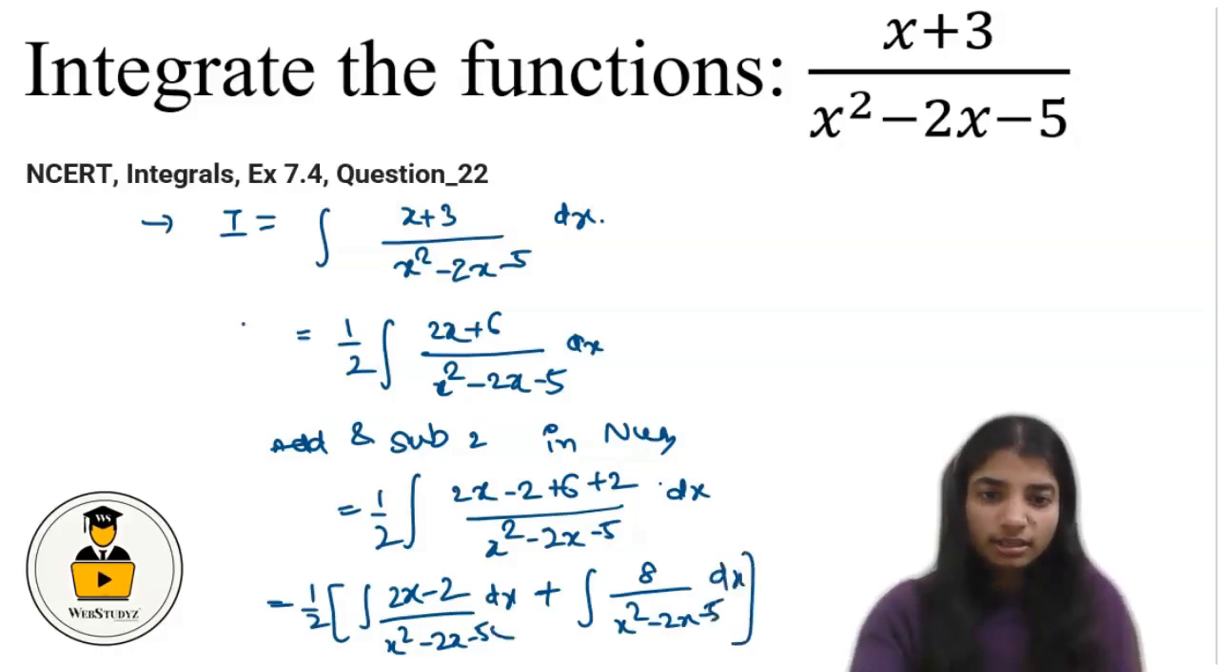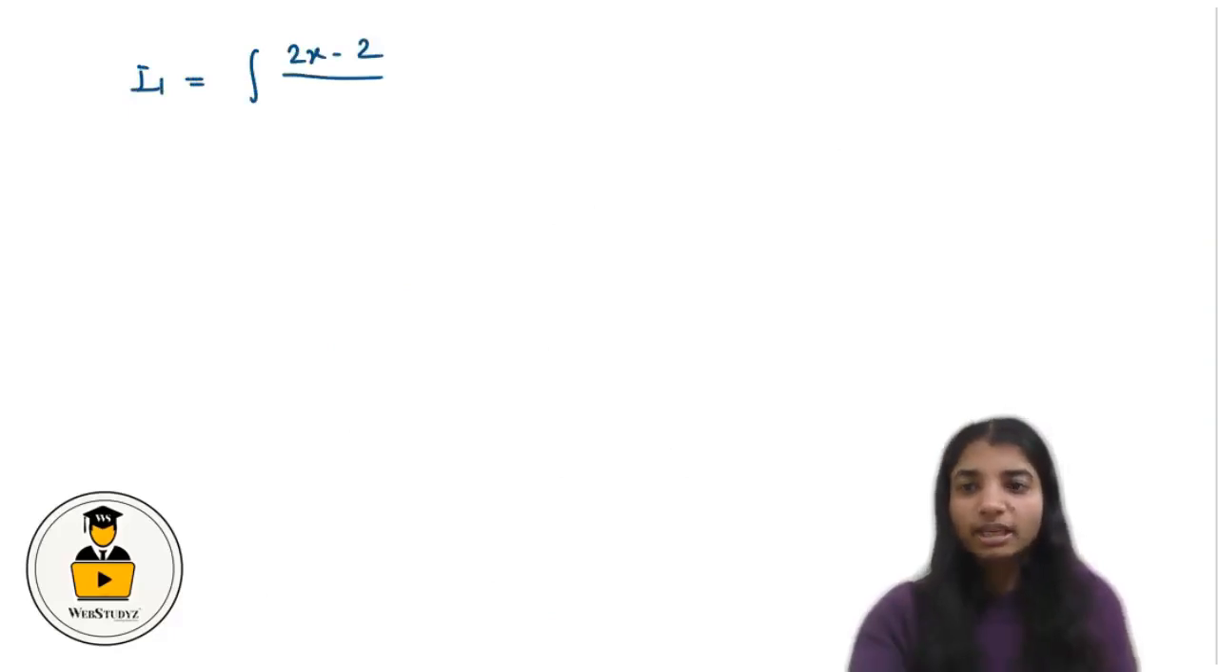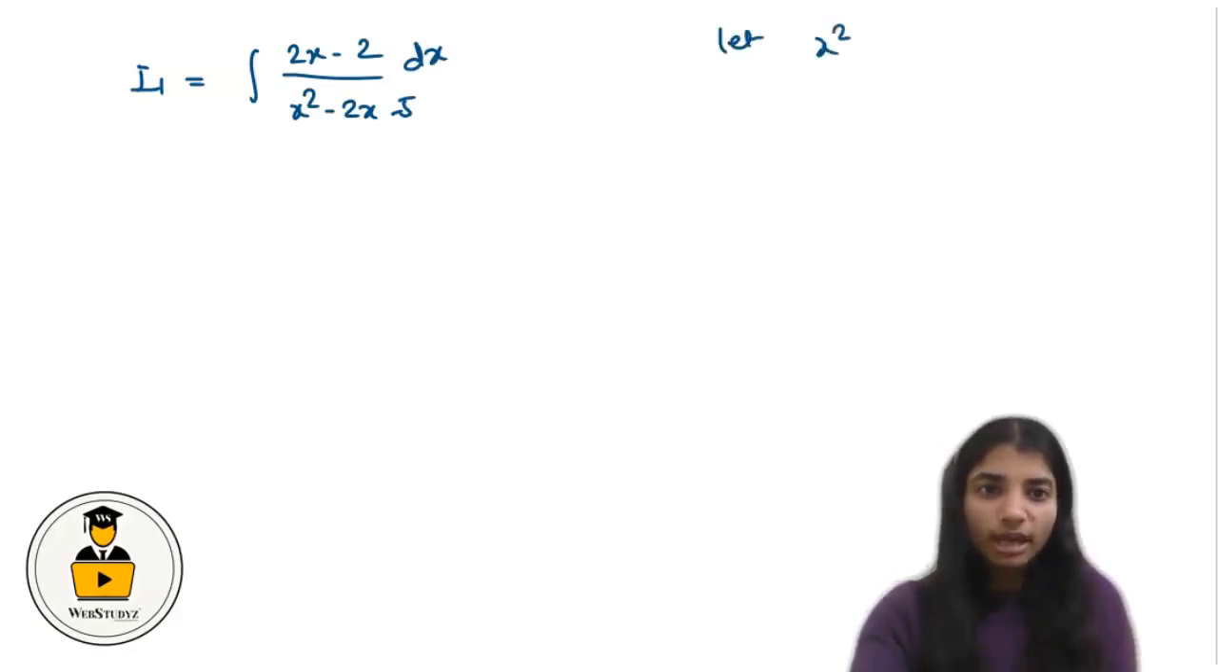Let's say this is the value of I1 and this is the value of I2. We are going to solve I1 first. So I1 is equal to the integral of 2(x - 2) divided by (x^2 - 2x - 5) multiplied by dx. Here we are going to put x^2 - 2x - 5 equal to t. We are going to differentiate this with respect to x on both sides.